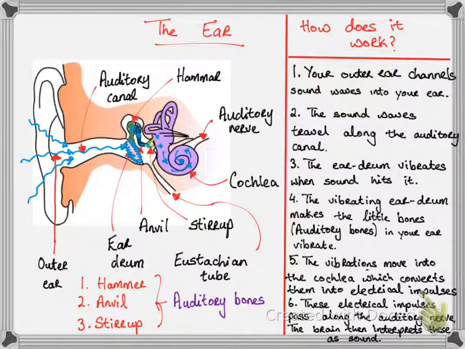You'll notice that in none of these parts I have mentioned the Eustachian tube. That's actually responsible for pressure within the ear. So when you're on a flight and your ear pops, it is the release of pressure along this tube. It connects to the oral cavity or the mouth.